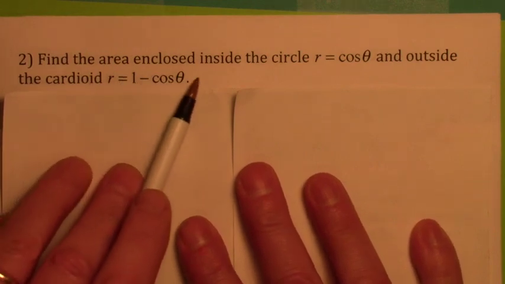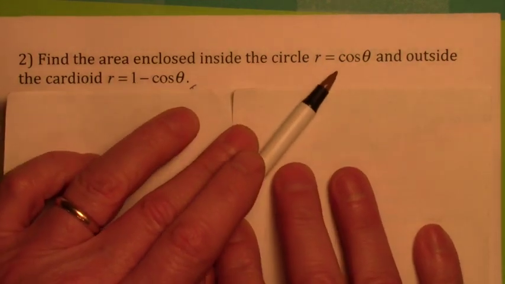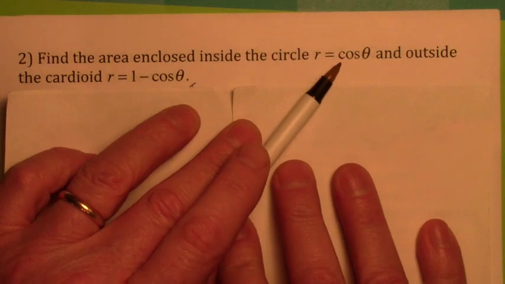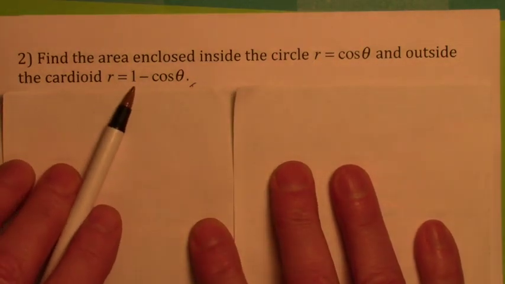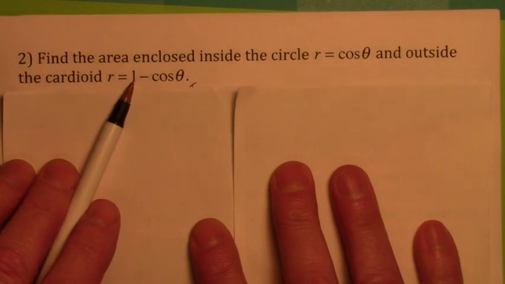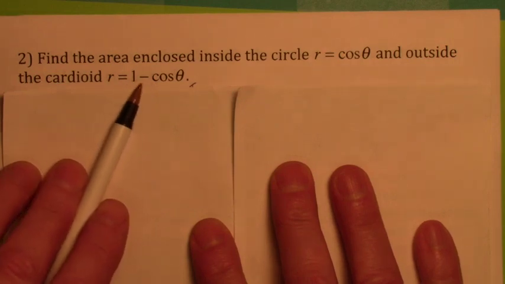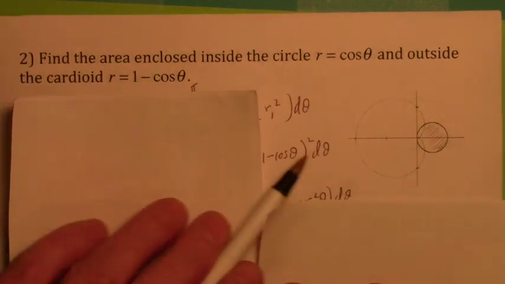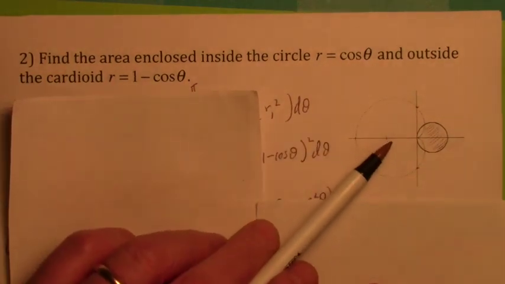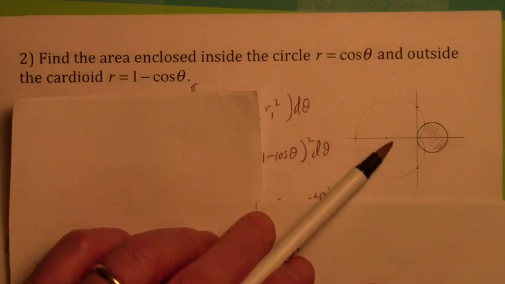Find the area enclosed inside the circle. Okay, r equals cosine theta. Remember, that's a circle that's along the x-axis with radius 1. And this sure enough is a cardioid. As long as a is greater than or equal to b, you know it's a cardioid. And so then anyway, you can use your calculator on this. So this is what you have. You have a cardioid here, and you have a circle.